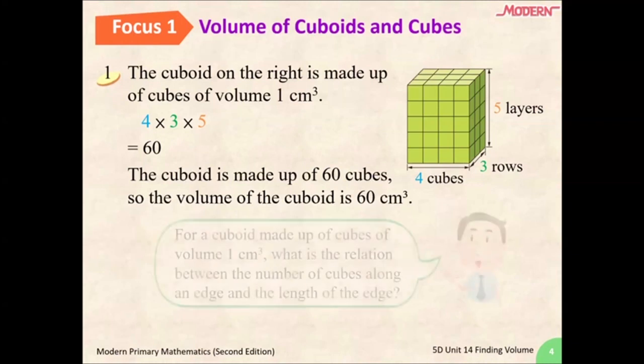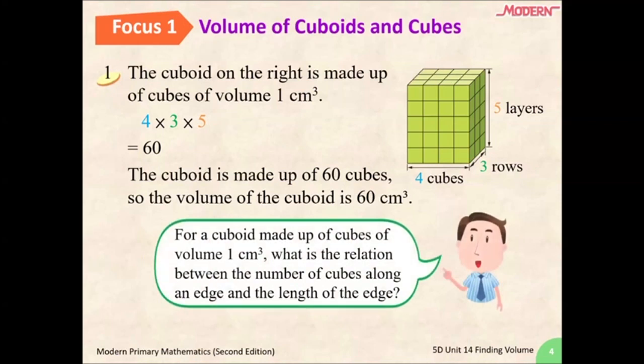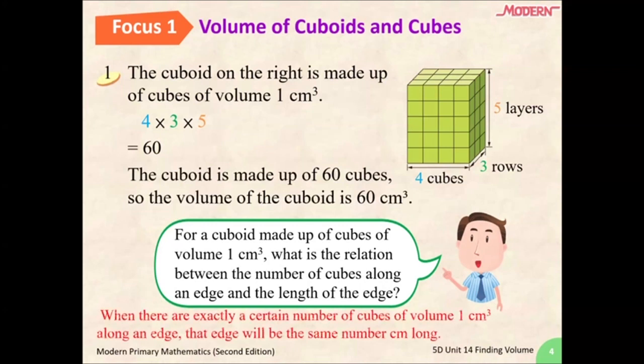Observe carefully here. For a cuboid made up of cubes of volume 1 cubic centimeter, what is the relation between the number of cubes along an edge and the length of the edge? Here, when we have 4 cubes, the edge would be 4 cm. When we have 3 cubes, the edge would be 3 cm. And finally, if we have 5 cubes, the edge would be 5 cm. So we can say that when there are exactly a certain number of cubes of volume 1 cubic centimeter along an edge, that edge will be the same number of cm long.